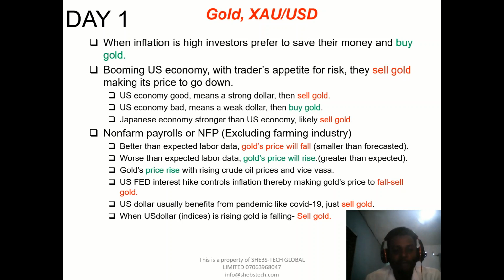If the non-farm payroll says the forecast is 20,000, and you now have 25,000, it means gold price will rise. That's how it works. Then gold price rises with rising crude oil prices and vice versa. Also look at the US Fed interest hike, which controls inflation, thereby making gold price fall. So when gold price is falling, it means you are selling gold. So you pay attention to Fed interest hikes.